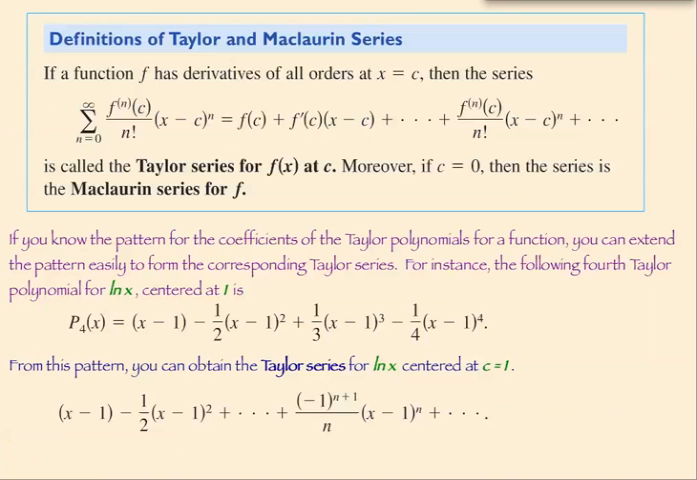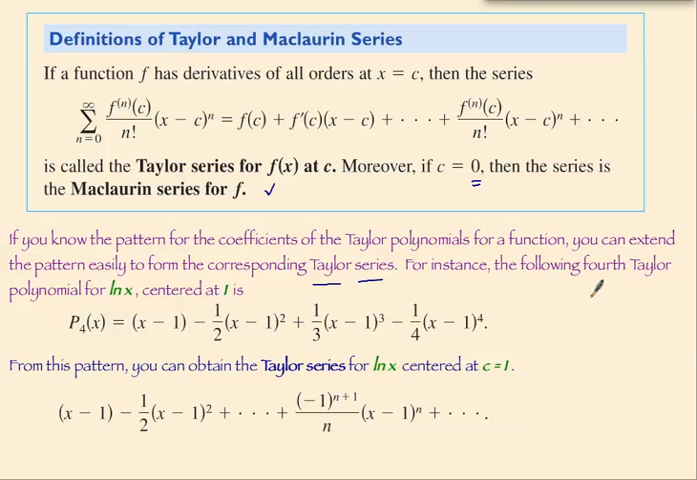Now, we have our definitions of a Taylor and MacLaurin series. This should be familiar. Same deal. This is called the Taylor series, and if c is equal to 0, then it's the MacLaurin series. If you know the pattern for the coefficients of the Taylor polynomials for a function, you can extend the pattern easily to form the corresponding Taylor series.